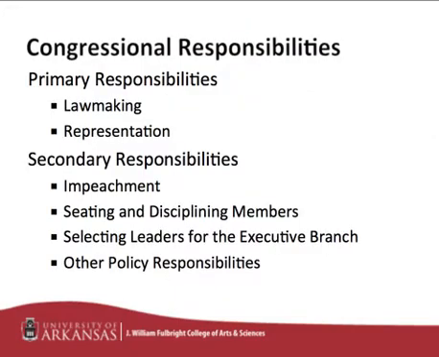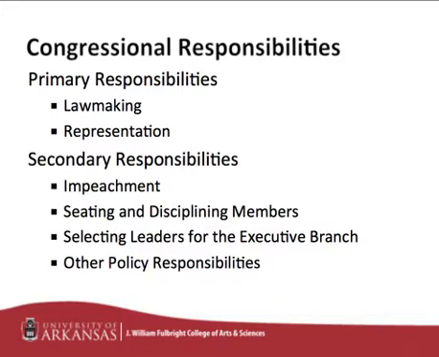But moving beyond that, we have to take a look at what the primary responsibilities for Congress are. Now, the first of these is lawmaking, and the second is representation. We'll go over those in greater detail in a bit here. But the secondary responsibilities also bear discussing briefly.